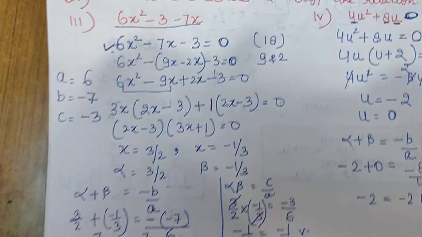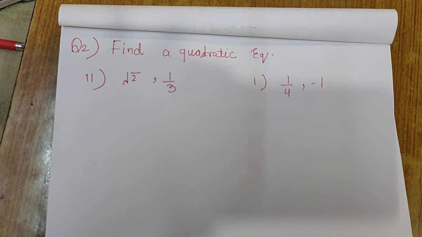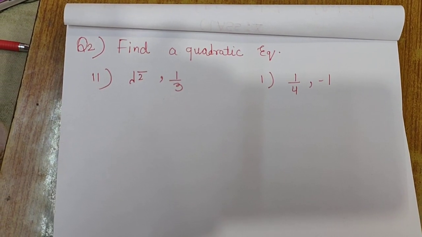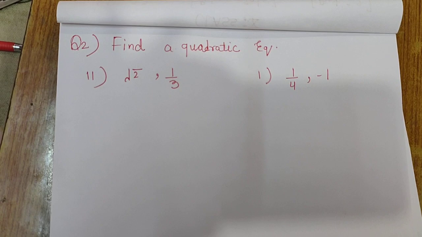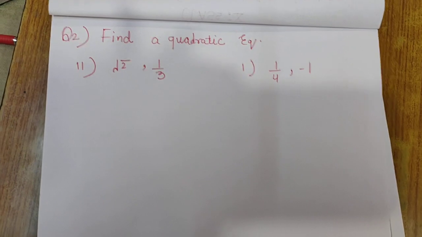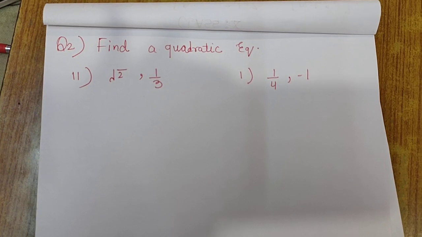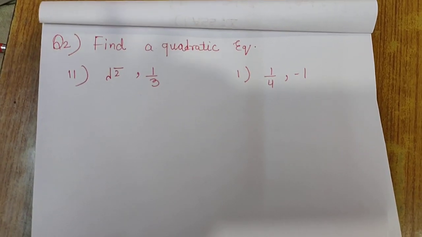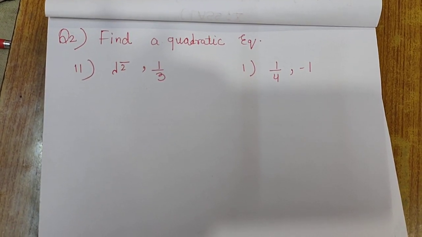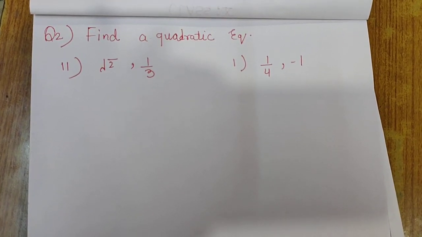Now we will do the second part of this question. Second question is find a quadratic equation if the sum and product of zeros are already given. You just pay attention here. Sum and product are given, zeros are not given. This question can be of two types: find a quadratic equation if zeros are given, and find a quadratic equation if the sum of zeros and product of zeros are given. If only zeros are given, first you find out the sum and product of the zeros. If the sum and product of zeros are already given, just put the values directly.